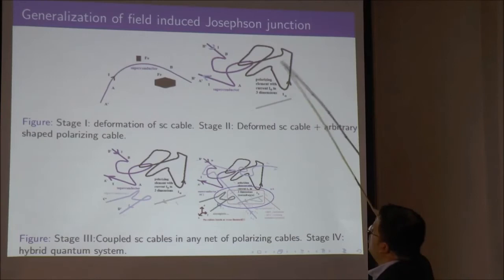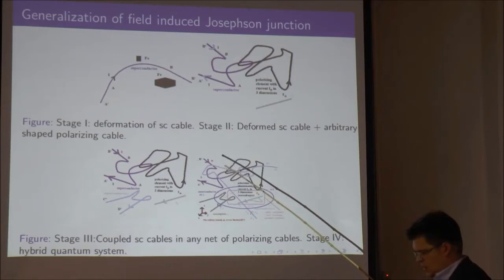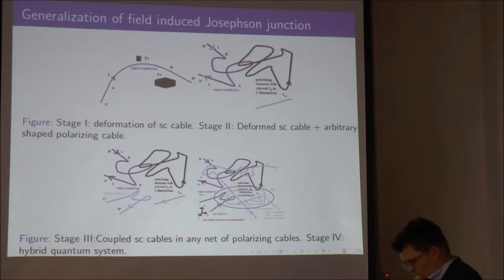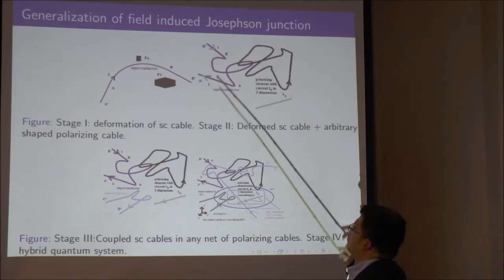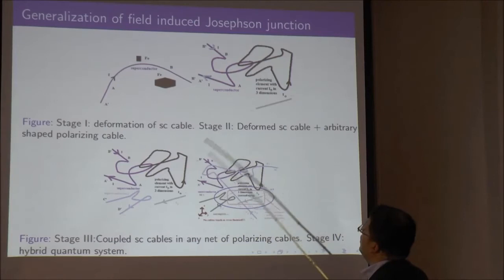And we can have a loop which goes from plus to minus infinity. So we can have two families of loops. And then we can have superconductors. Quite obviously, it might generate, and that's why I call it a robust field-induced Josephson junction, or robust field-induced Josephson junctions.